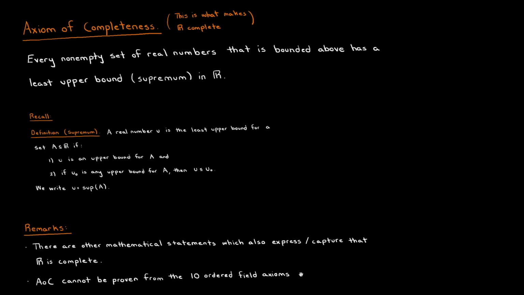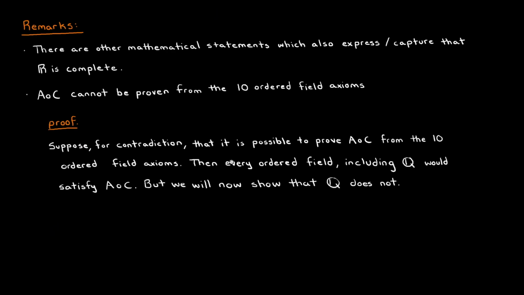Moreover, if completeness could be proven from the 10 ordered field axioms, well then the set of rational numbers should also be complete. But we will now show that this is not the case. So let's suppose, for contradiction, that it was possible to prove the axiom of completeness from the 10 ordered field axioms. What this means is that every ordered field should satisfy the axiom of completeness, because it's just a property or a result that follows from the 10 ordered field axioms. In particular, the set of rational numbers should also satisfy the axiom of completeness. But now let's show that this is not the case. Let's show that the set of rational numbers does not satisfy this, to get our contradiction.